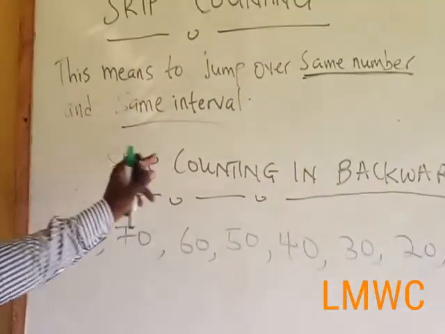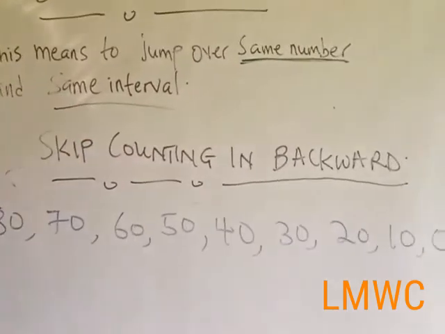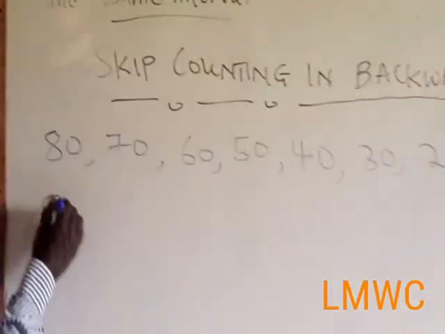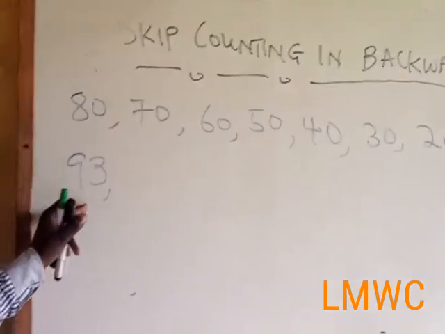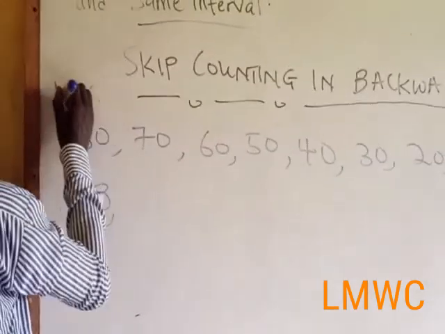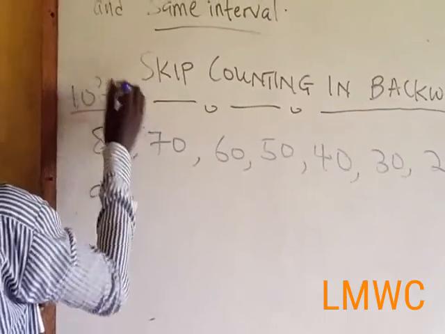You can decide to bring the 0 or stop. So I have skip count in tens backwards. I can be given 93. So 93 minus 10. These two, we are skip counting in what? Tens. Tens, take note. Backwards.